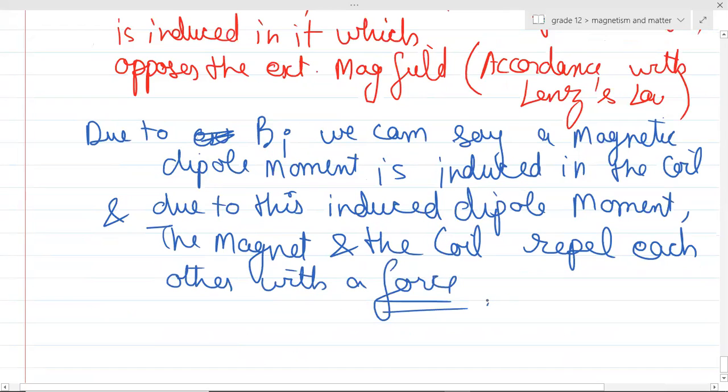So concept समझ में आया? Yeah. Okay. So with a force.